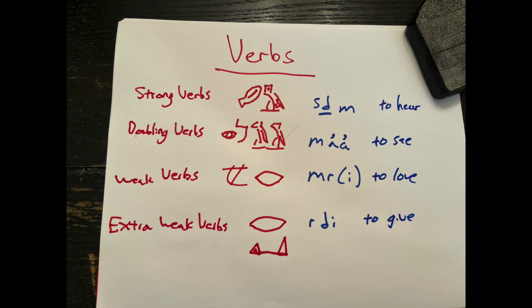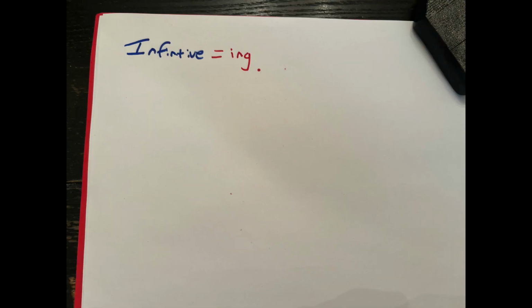And so here's some examples. Sidim, to hear, is a strong verb. Ma'ah, to see, a doubling verb. Mer, to love, a weak verb. And radi or rad, to give, an extra weak verb. And again, strong verbs, it's hard to tell what you have and you just learn it over time.